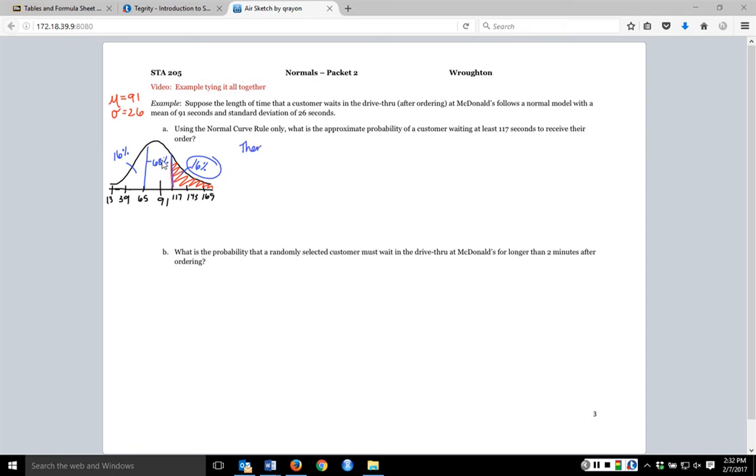So then I can say there is about a 16% chance that a customer waits at least 117 seconds to receive their order.